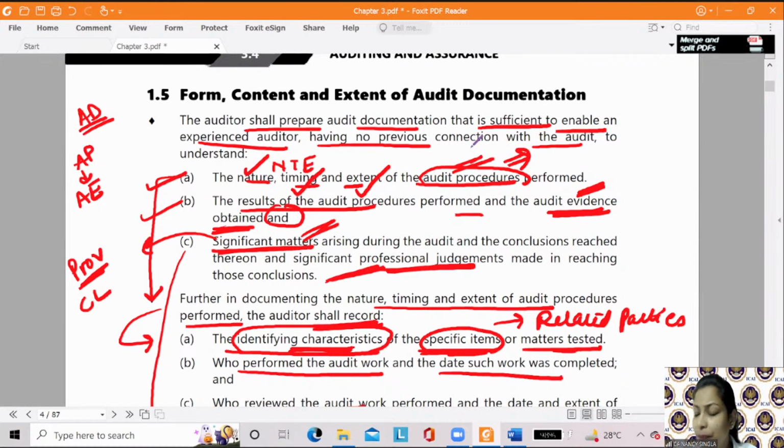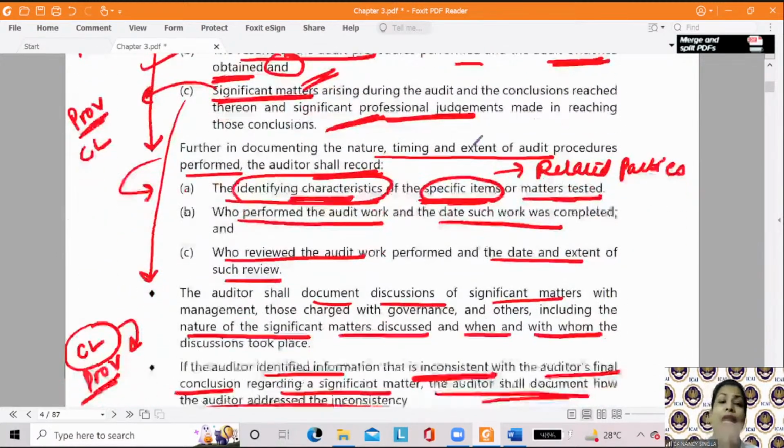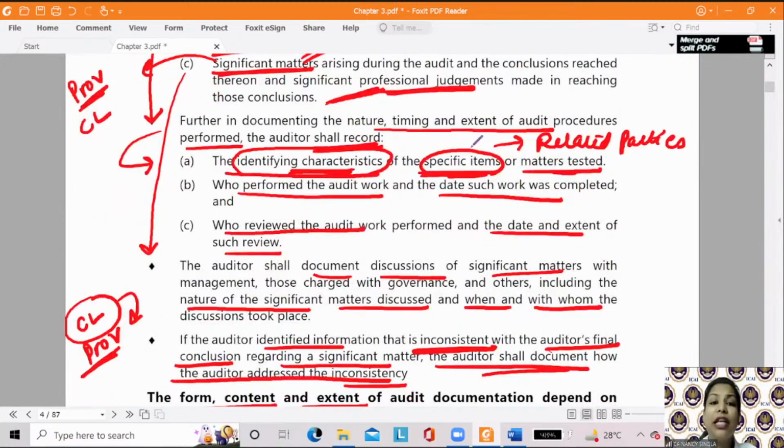Okay, it's simple. Which point 3, Jyoti, please tell me. Now, when we are saying nature, time, extent of audit procedures, meaning some identifying characteristics.